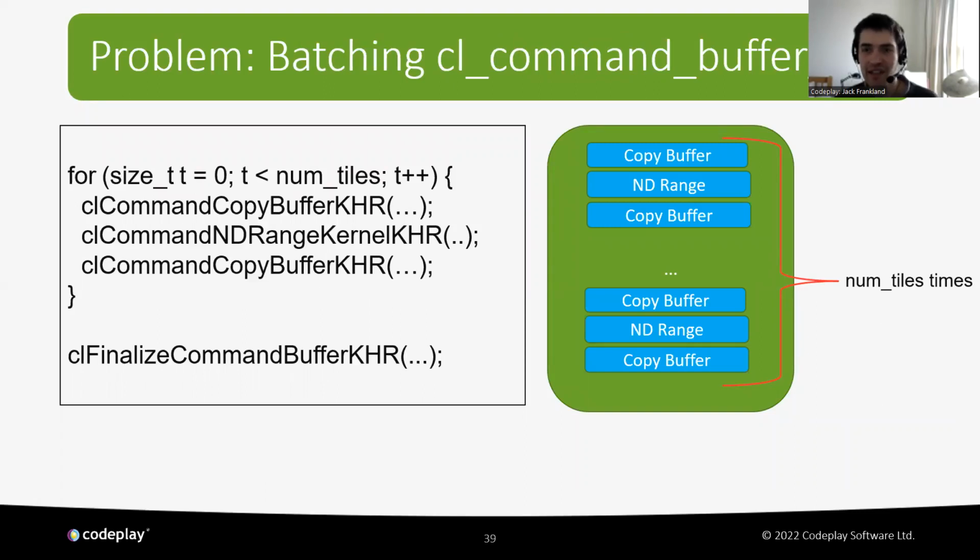So I said that the batching of regular commands presented a problem when we were implementing the OpenCL command buffer extension. And I'm going to run through an example here, and hopefully we'll see why that's the case. So on the slide here, this code snippet is from Ewan's example earlier, and this is the code that actually builds the command buffer. So in this example, we enqueue a copy, we enqueue an ND-range kernel, and then we enqueue another copy, and we do that in a loop for a number of tiles. And in the green box here, I've tried to give a visual representation of what this might look like. So these blue boxes represent the commands inside a command buffer.